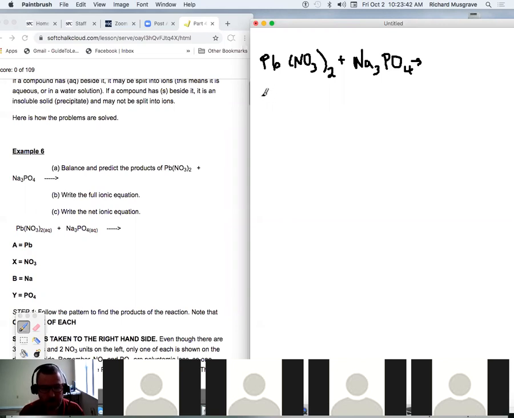What I like to do is, again, I'm kind of obsessed with this, I like to draw out these pictures of things so I know what I'm doing. So Pb would be two NO3s, and the NO3s have a -1 charge, which means the Pb has a 2+ charge. Does anybody have any questions so far about anything I've done? I did the same thing with the Na3PO4.